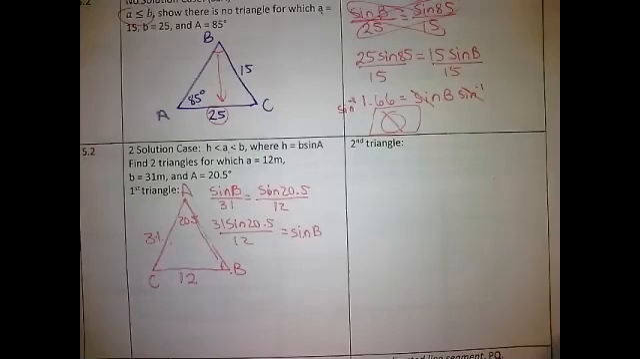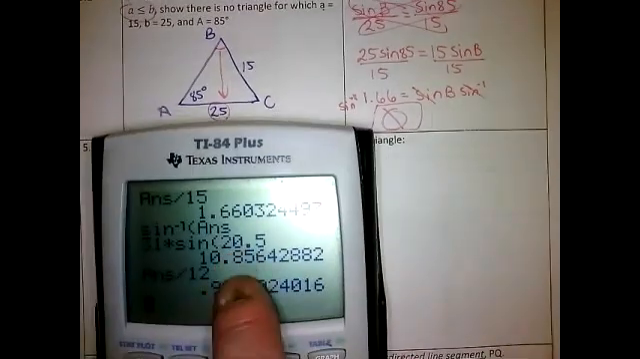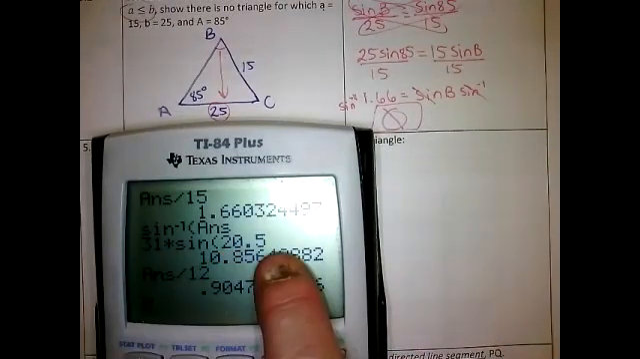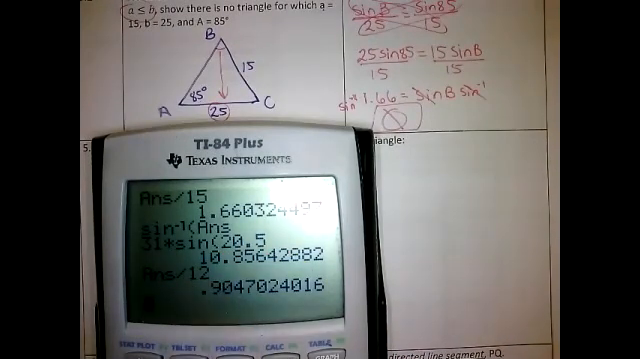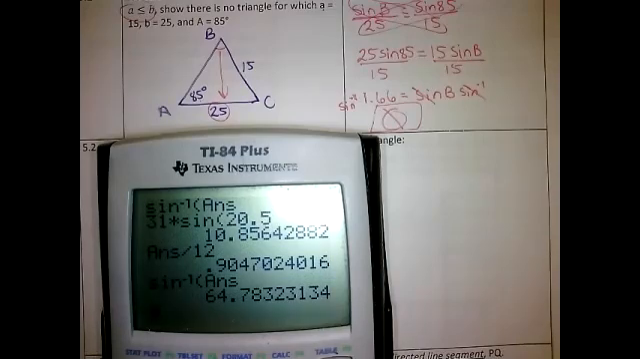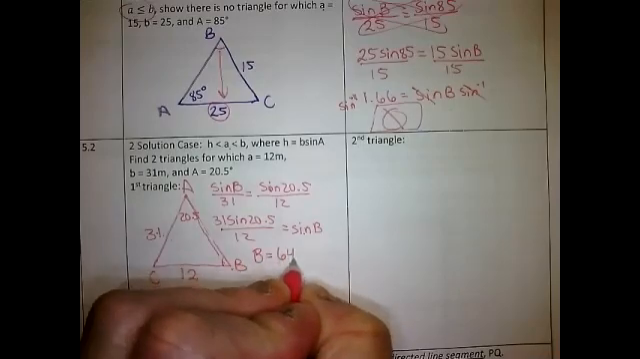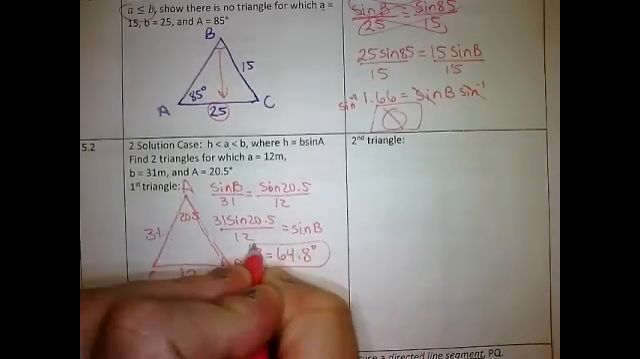31 times sine of 20.5 divided by 12. Make sure if you're entering this all in at once that you close your parentheses. I don't usually do it all at once. I just hit enter to get an answer and then finish it. But remember that you have to close those parentheses if you are going to do the division right there with it. Then I'm going to take the inverse sine of that answer, and it gives me 64.8. So I get angle B equals 64.8 degrees.